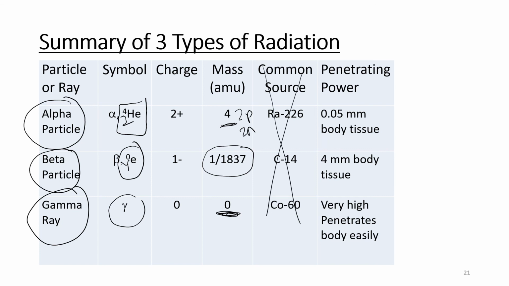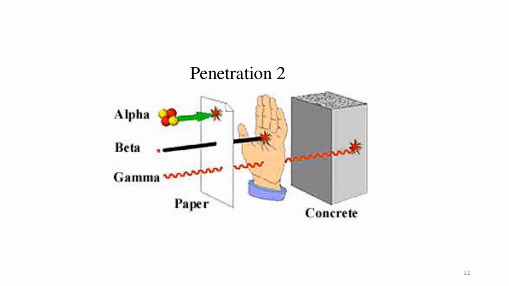Penetrating power. This basically is if you're thinking about your skin, your body, how far these particles would be able to get into your skin. The alpha particle is going to be able to go in the smallest amount because it is the largest. And then the beta could go in even farther, and then the gamma rays, because it's not even a particle, it's very easy to penetrate your body.